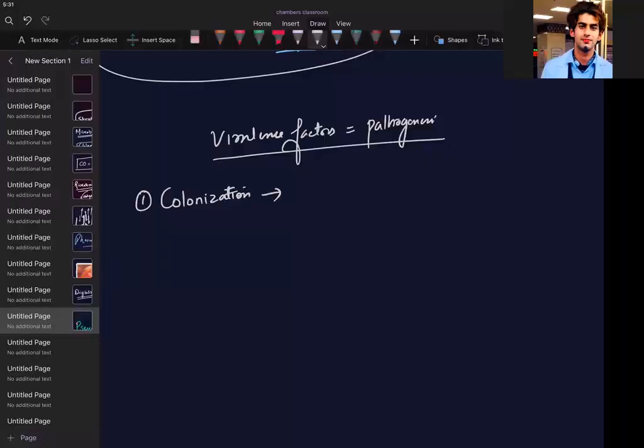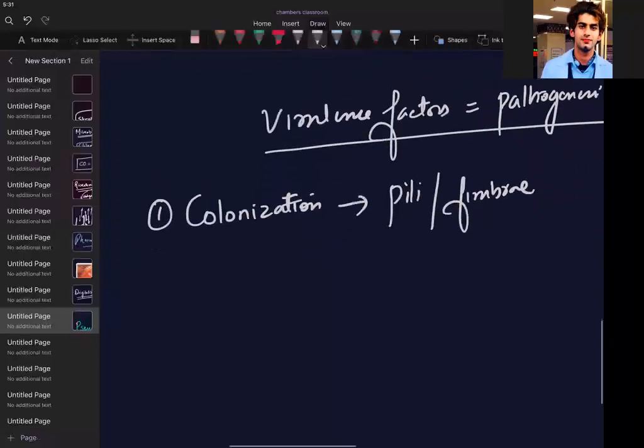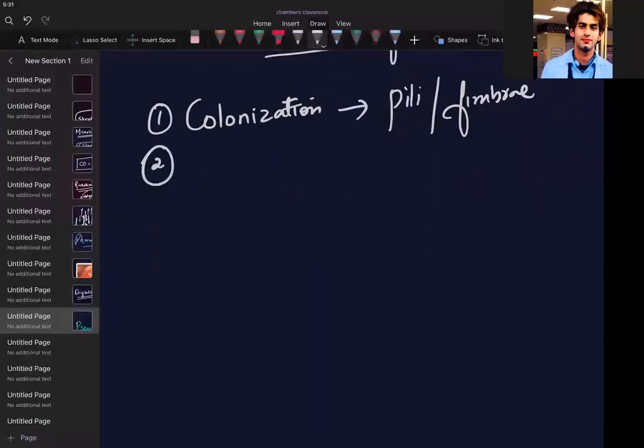So colonization is done by pili and fimbriae. I hope we understand everything about this. Second, it has two types of toxins. If I classify those toxins, if it has to injure your tissues, how will it injure? It will have toxins. The toxins will be non-diffusible toxins and diffusible toxins. How to remember? Are we clear? Let me write like this.